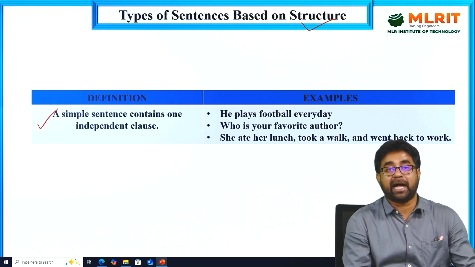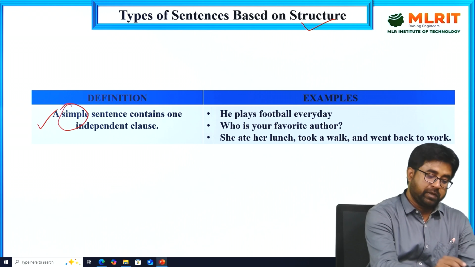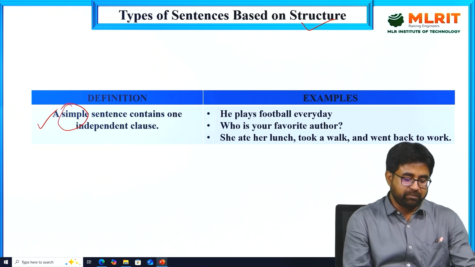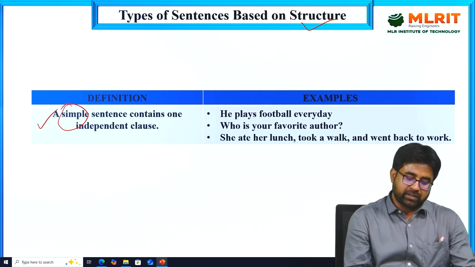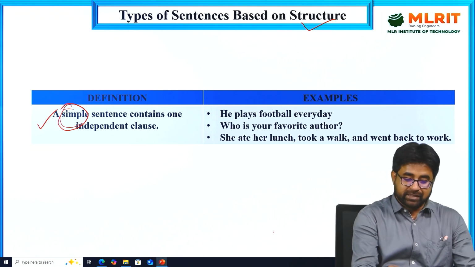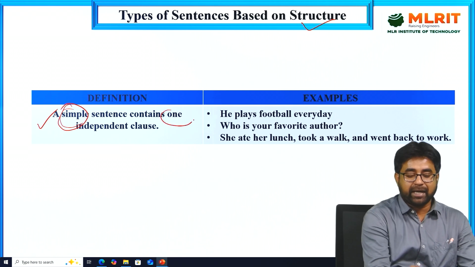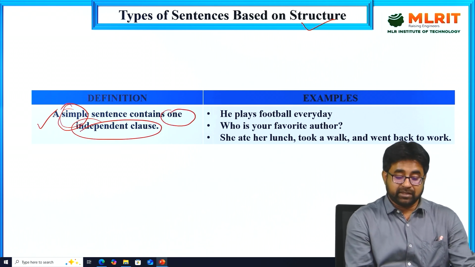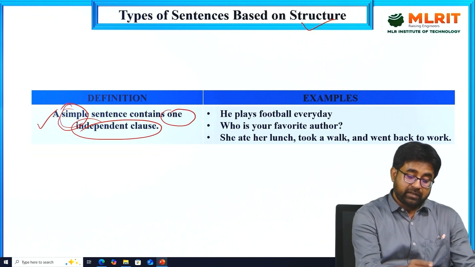You must be very happy listening to the word simple, because you are assuming that a simple sentence means something that is very simple. But that's actually not the case. It's a simple sentence because of the structure. Now, why is it called simple? Because it contains only one independent clause. You are dealing with only one clause in a simple sentence. So that's why it's a simple sentence.